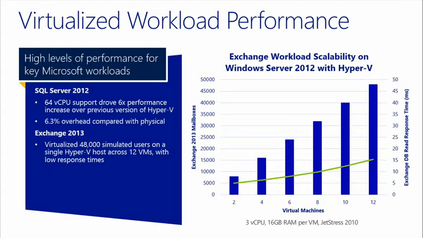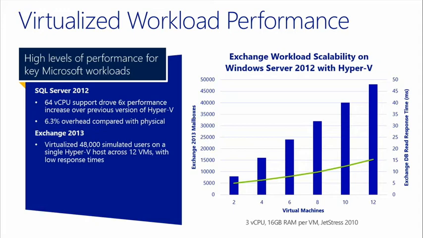When we think about Exchange, we tested 12 Exchange virtual machines on a single Hyper-V host, and we virtualized 48,000 simulated users on that single host. So that was a number of virtual machines running Exchange, low response times, great number of mailboxes virtualized on that single Hyper-V host. So great scalability. What does this show? What does this prove?